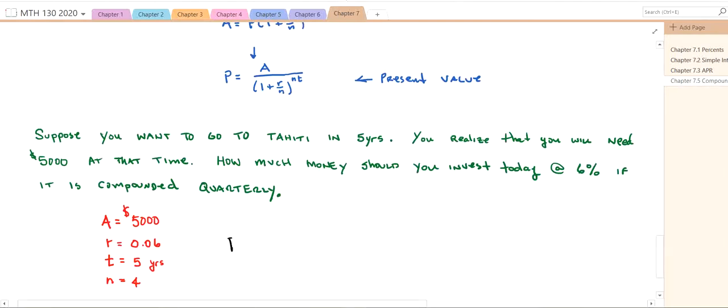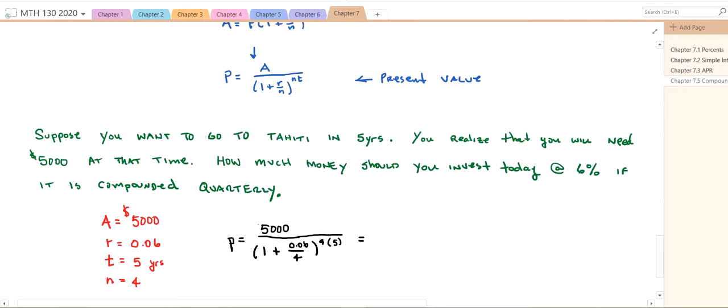Okay, cookbook now. Let's stick these numbers in our relationship. 5,000 goes in the numerator. That's our A. The denominator is 1 plus r over n, 0.06 over 4. This is raised to the nt, or 4 times t, which is 5. 4 times 5 is 20. So it's raised to the 20th power.